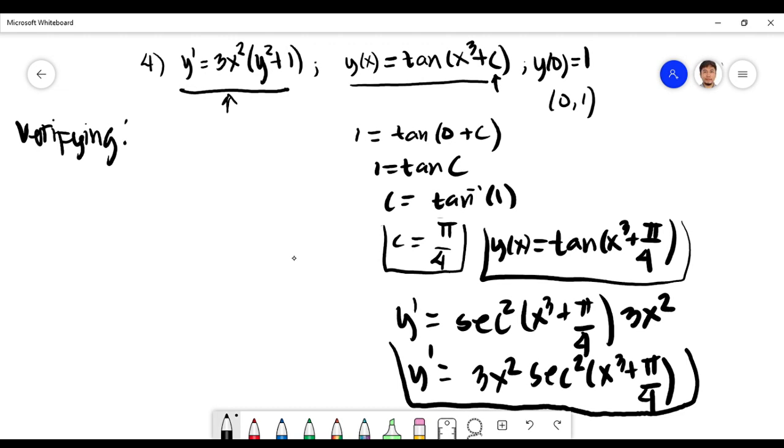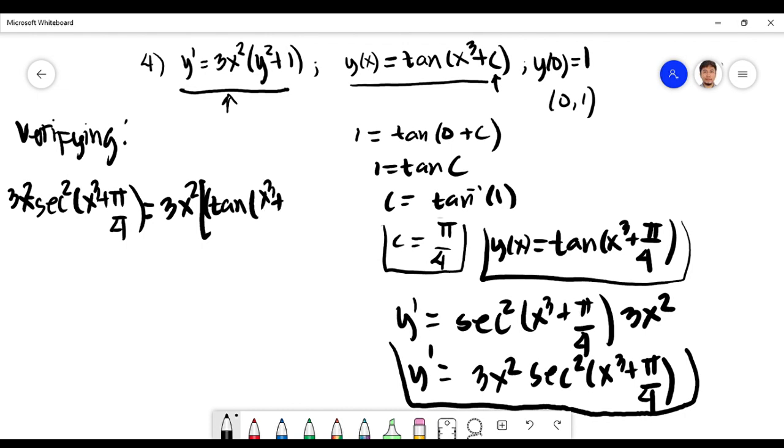Substitute it into our differential equation. We have 3x squared secant squared of x cubed plus pi over 4 equals 3x squared times y squared, and our y is tangent of x cubed plus pi over 4. So tangent of x cubed plus pi over 4, squared, plus 1. This is the value inside the bracket.